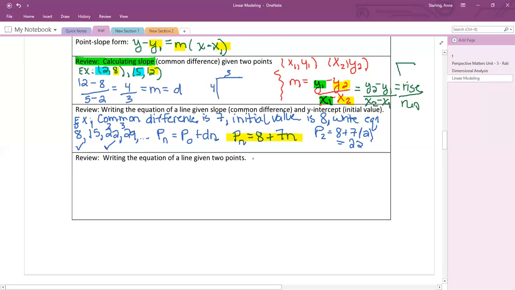Okay. And then finally, the whole thing is write the equation of the line given 2 points. So say this time you're given x1, y1, and x2, y2, and you need to write the whole thing from the 2 points. Okay. So say, for example, you have the point 5, -8, and 2, 4. Okay. Very first item we want to do is find the slope.